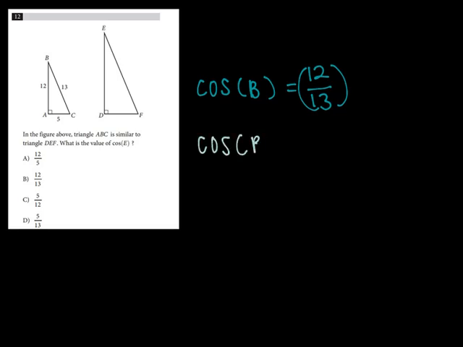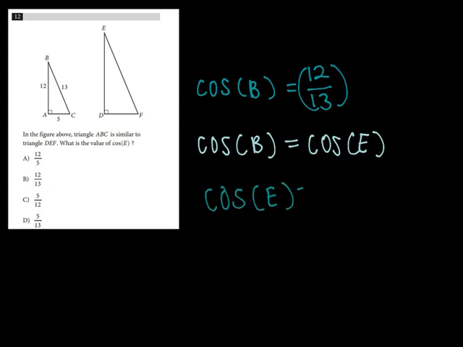So cosine B would equal cosine E. So therefore, cosine E would also equal 12 by 13. And that is option B, so that is our answer.